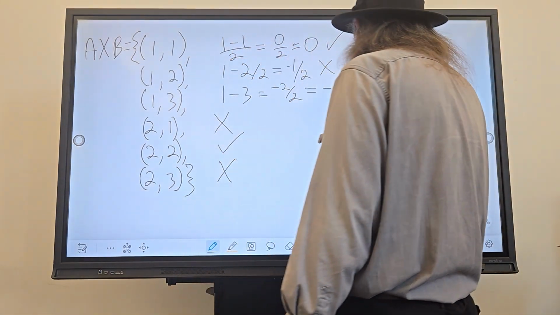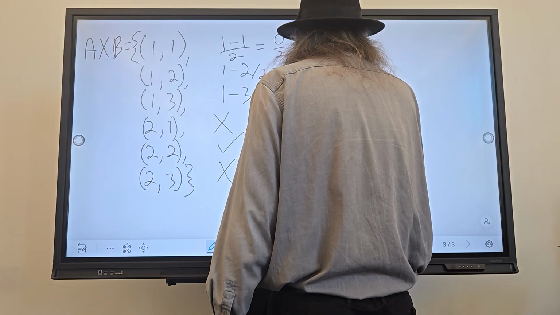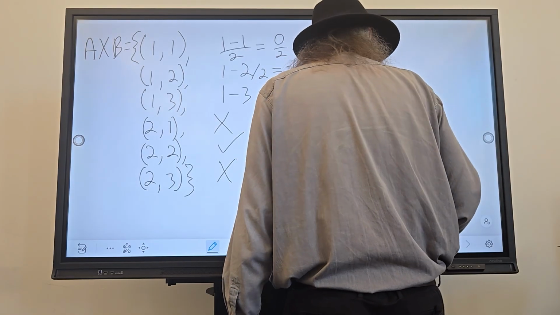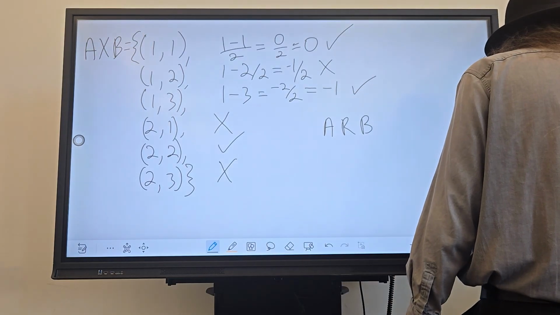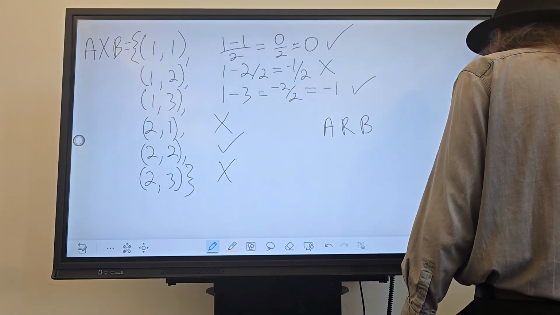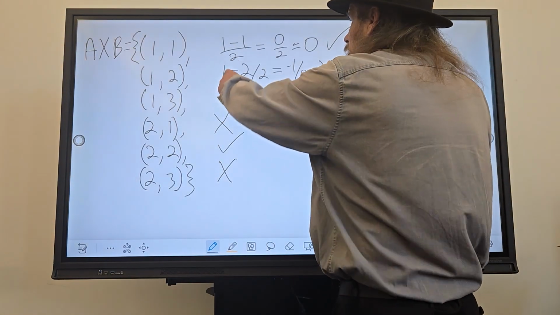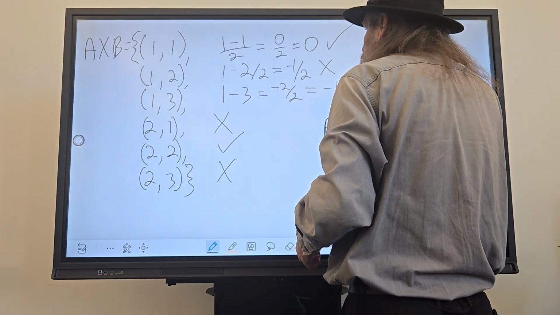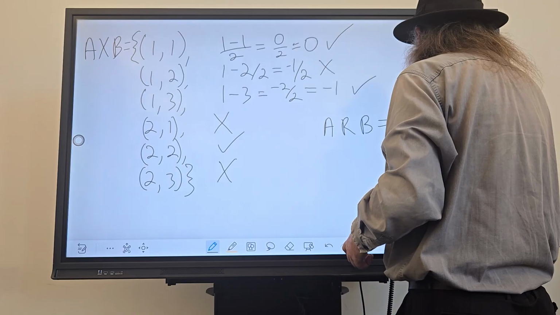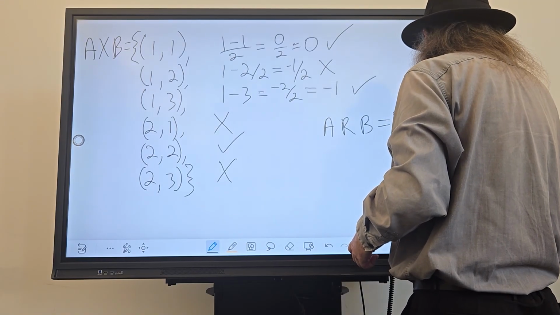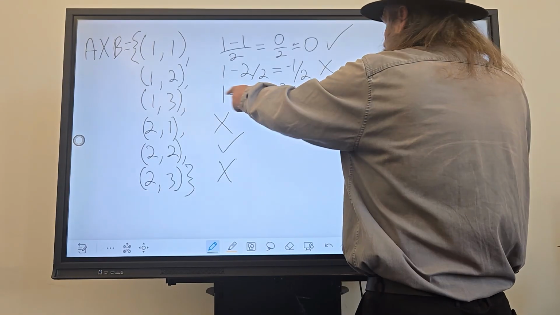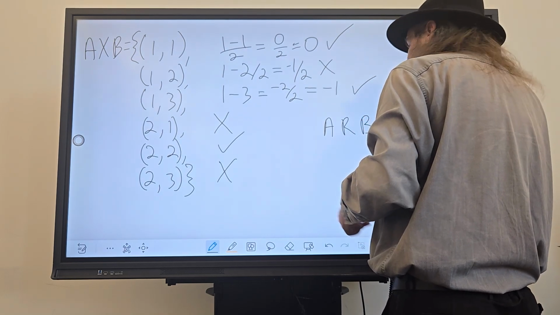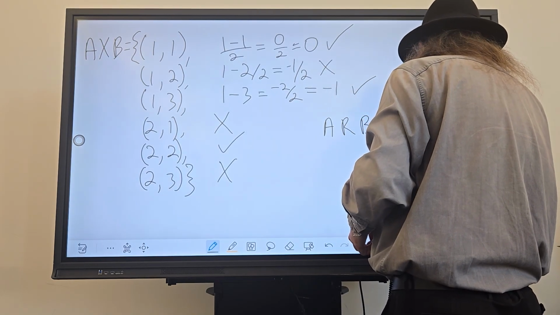So the relation, notated as A R B, would include (1, 1), (1, 3), and (2, 2).